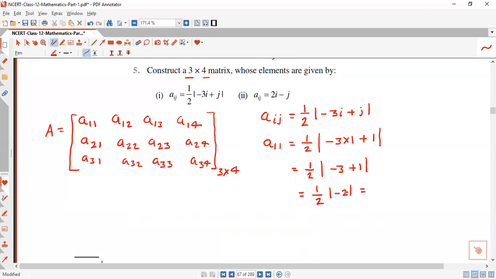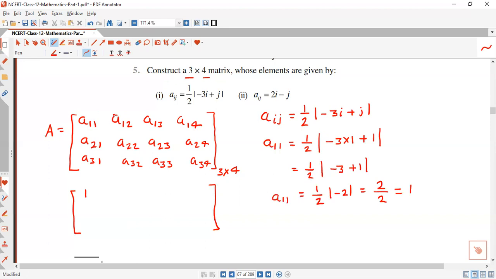You know the mod value always gives the positive value only. So mod 2 comes out 2, and 2 upon 2 comes out 1. So the value of A11 is 1. In this matrix, I put the value of A11 as 1.